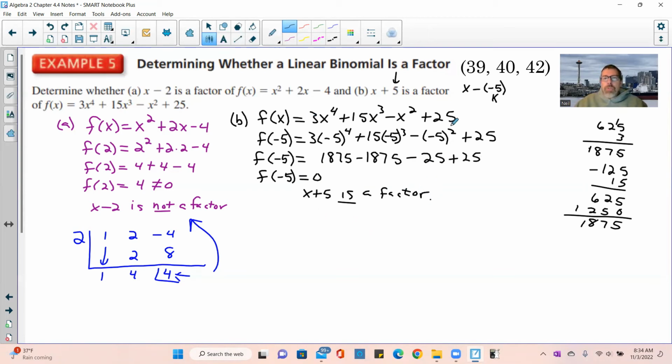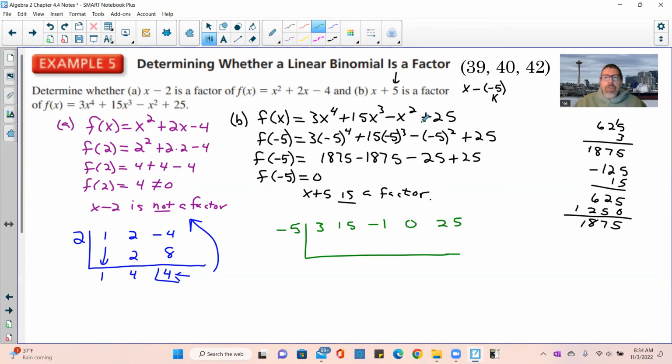Okay, now this was a lot of calculating, and without a calculator, I had to actually do long multiplication off to the side. But now I'm going to redo this problem using synthetic division. So remember, our k is negative 5. So you write negative 5. Draw this leading coefficient 3, plus 15, minus 1. And don't forget your spacer. There's no x, 0. And then my constant 25.